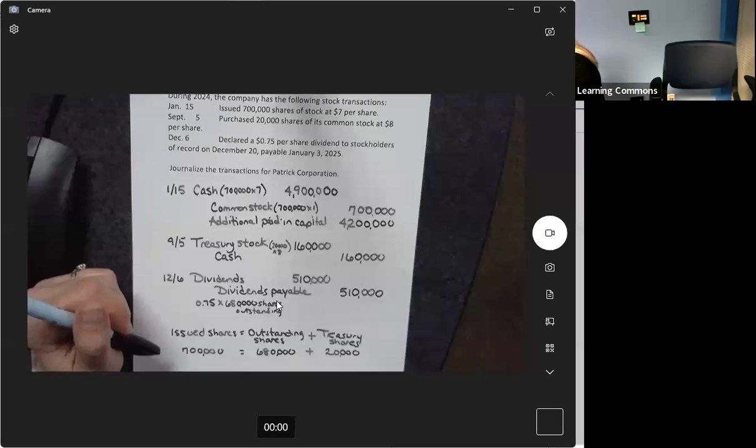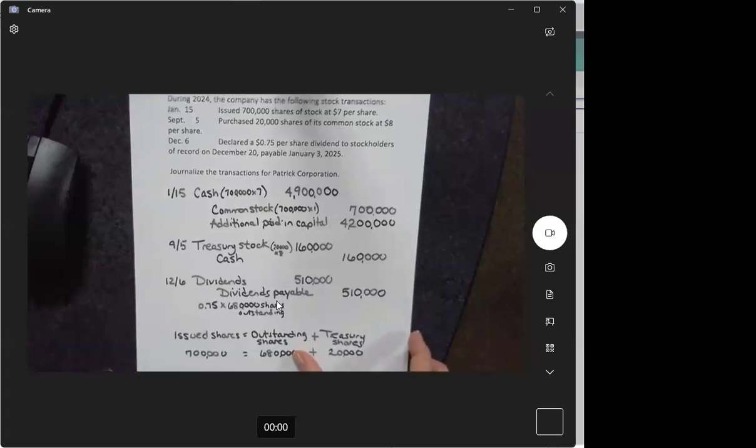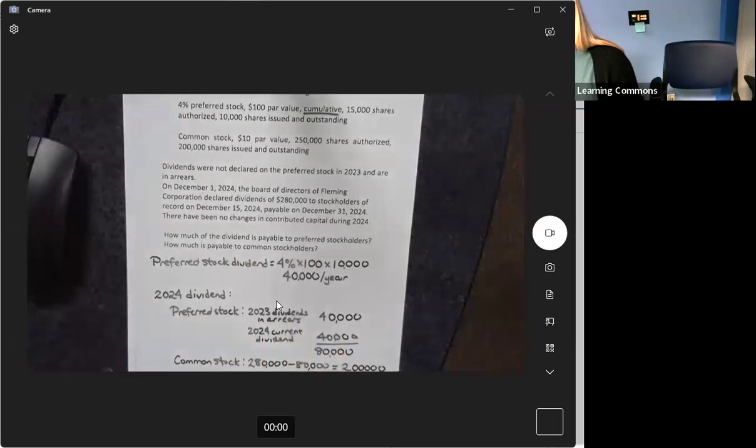Any questions on any of the journal entries? Okay, so from a journal entry perspective, that's really the gist of it. Like I said, don't forget concepts. There's all sorts of concept questions from chapter 11.